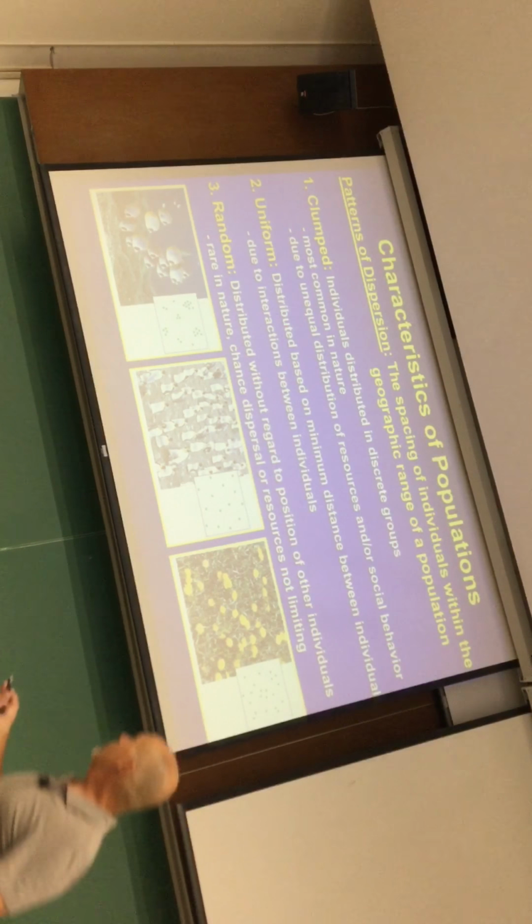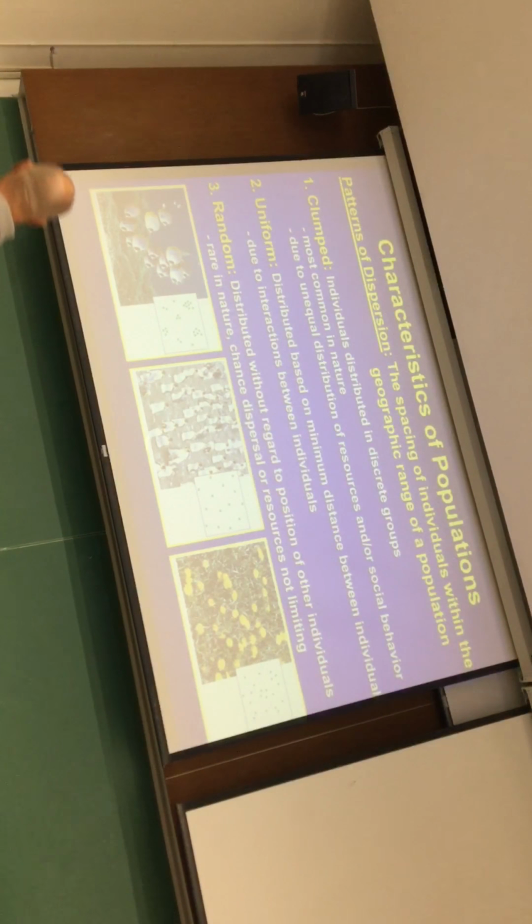So social behaviors, interaction between individuals, often results in this uniform dispersion pattern. And then the last one is found, but it's not as common, and that's a random dispersion pattern. You often see this in weeds like dandelions.